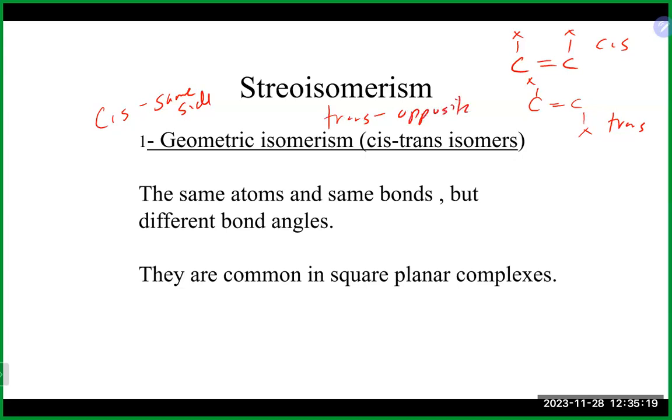And what we're talking about here is the plane of the molecule, as there's really no double bond happening in these particular compounds. So either they're on the same side of the plane of the molecule, or they're on opposite ends. They have the same atoms, they have the exact same bonds, but they do have different bond angles. Very common in square planar complexes. Remember, square planar is the one that looks like a square.